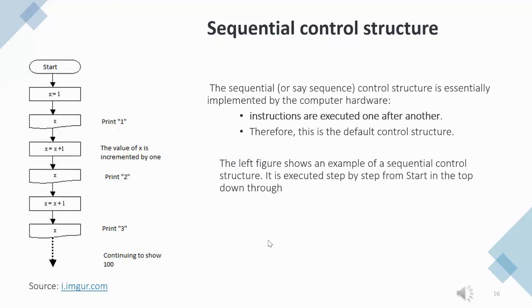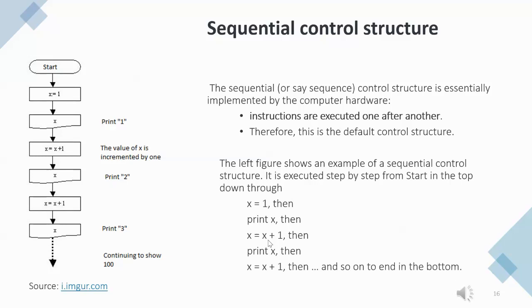The left figure shows an example of a sequential control structure. It is executed step by step from the start at the top down through all the steps to the bottom. Like x equal to 1, then print x, then x equal to x plus 1, then print x, then x equal to x plus 1, then print, and so on until the end at the bottom.